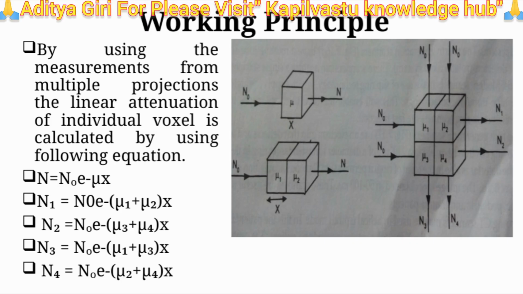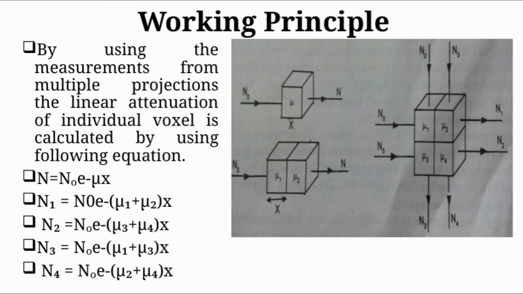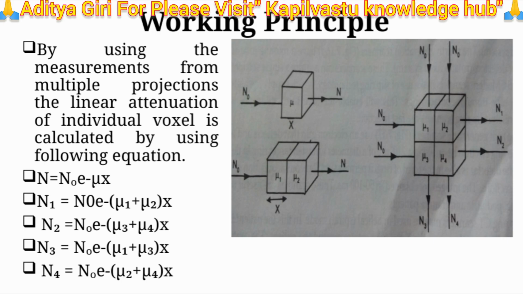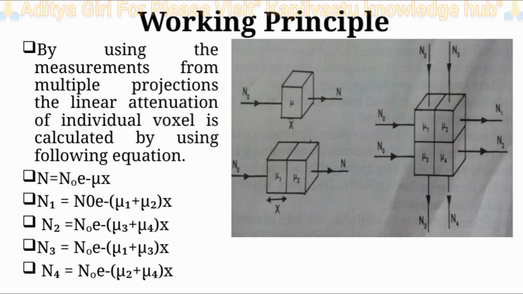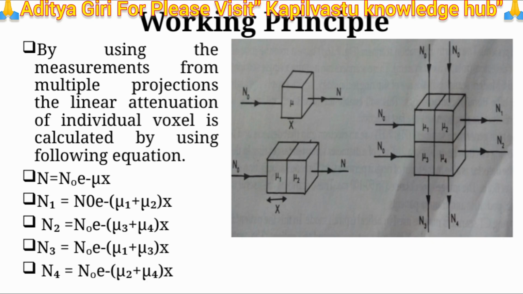n2 equals n0 times e to the minus the sum of micro 3 and micro 4 times x. And similarly for n3 and n4, which involve different combinations of these micro values. The key idea here is that by measuring these different signals, we can solve for the individual micro values, which represent the attenuation properties of specific regions within the voxel. This approach is fundamental because it allows us to distinguish different materials or tissues based on their attenuation characteristics.